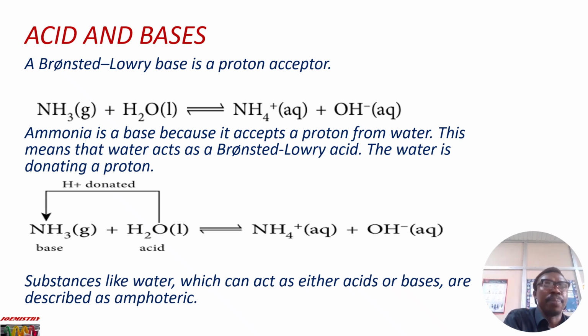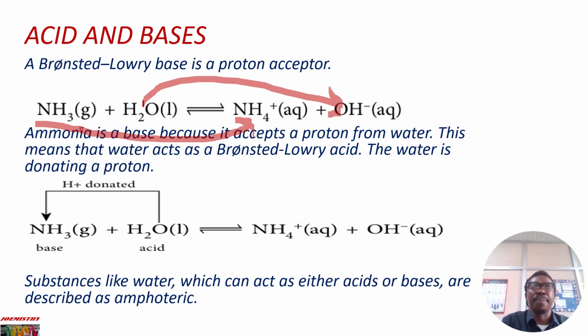What we have here, ammonia, is a Bronsted-Lowry base because it is capable of accepting a proton. It accepts a proton to form the ammonium ion. While this is a Bronsted-Lowry acid, it donates a proton to form the hydroxide ion. So ammonia is a base because it accepts a proton from water. This means that water acts as a Bronsted-Lowry acid, because it is donating a proton.